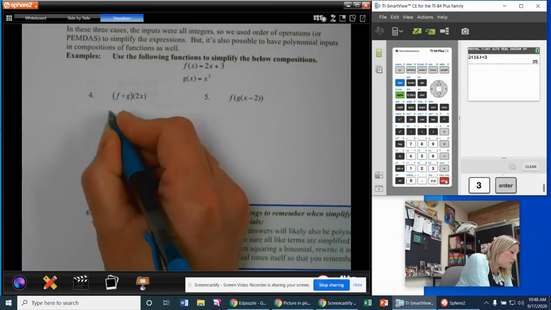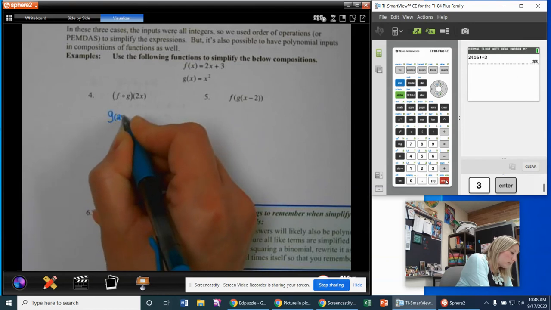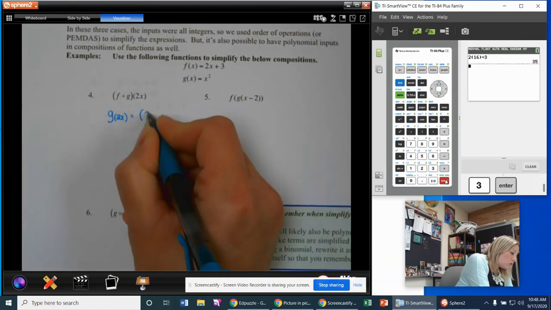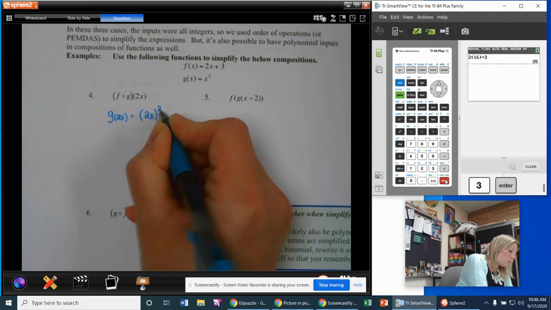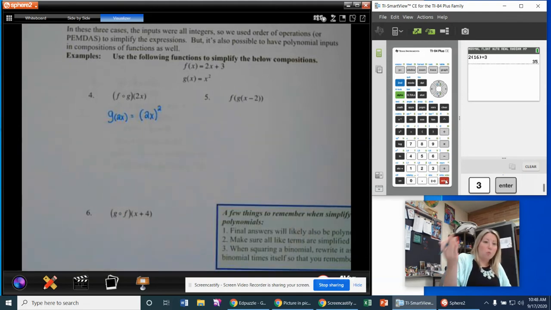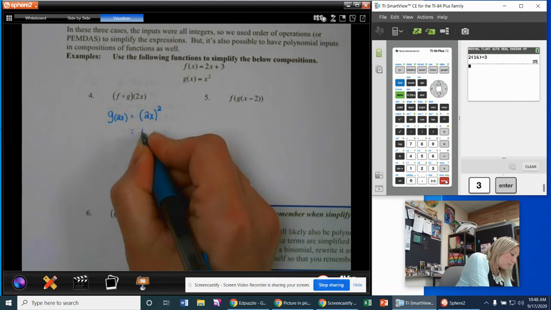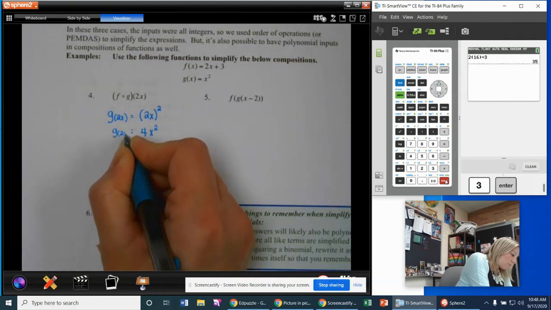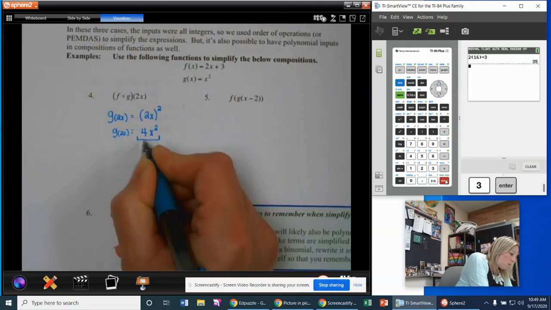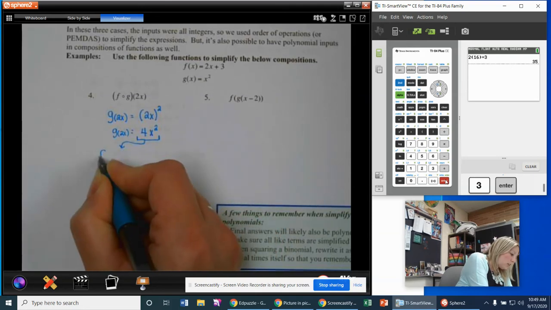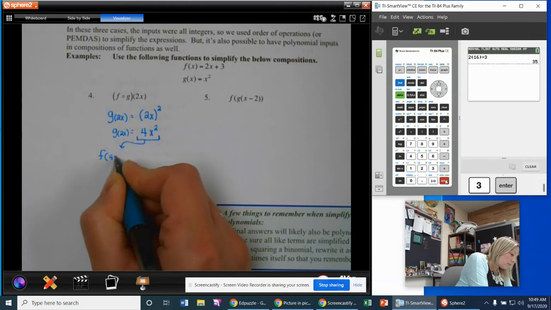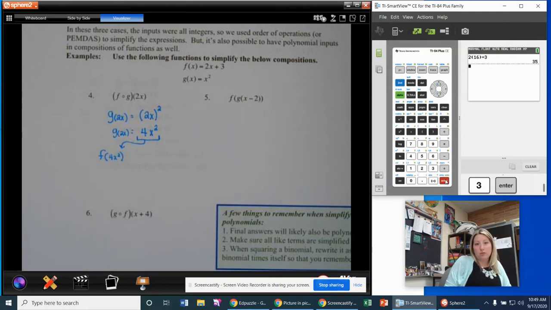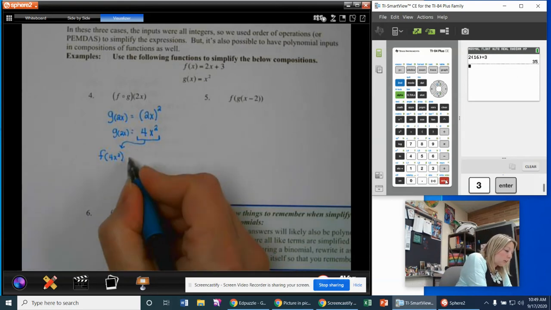So it's going to be g of 2x equals 2x in parentheses squared. That whole thing is squared. Well, what's 2 squared? It's 4. What's x times x? It's x squared. So now this is what came out. And since this is what came out, that's what now subs in to the f function. So what we're replacing x with in the f function is going to be f of 4x squared.